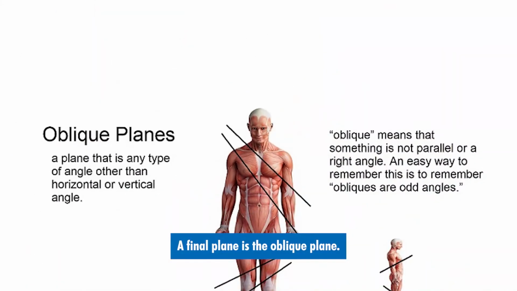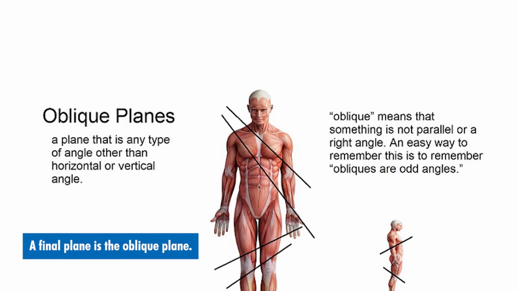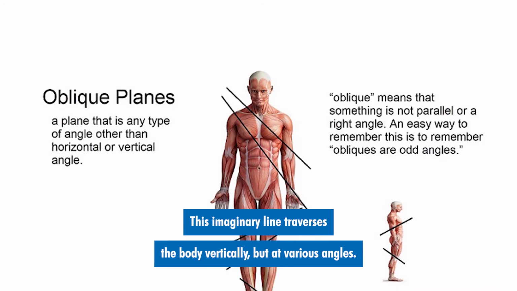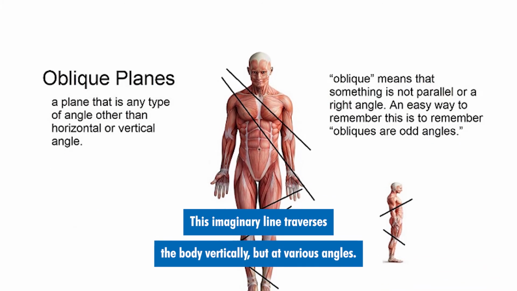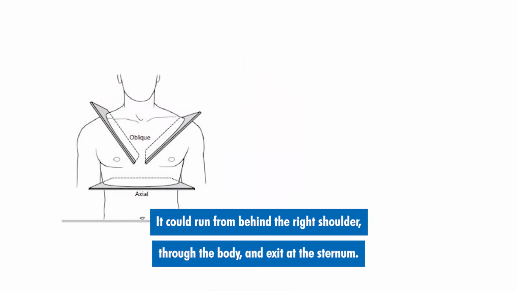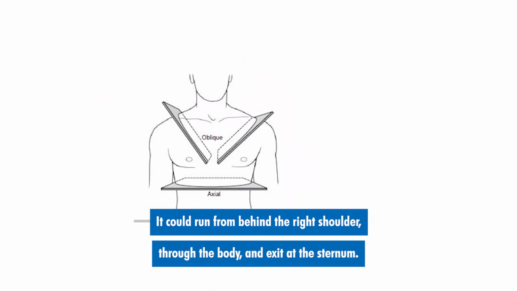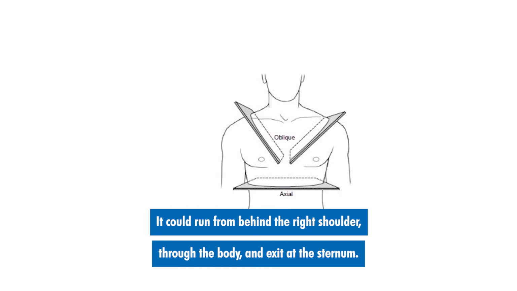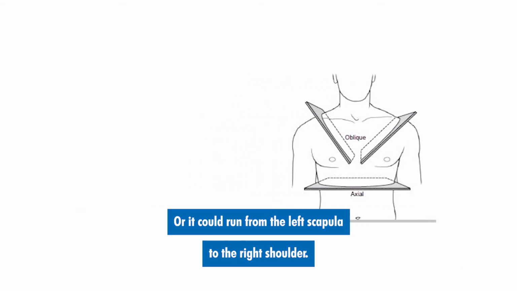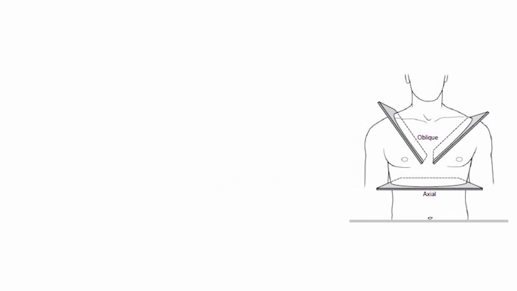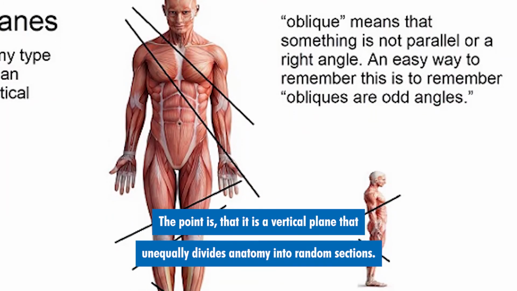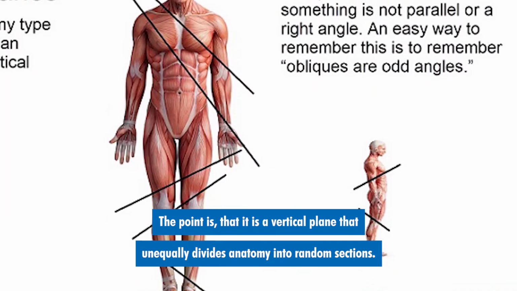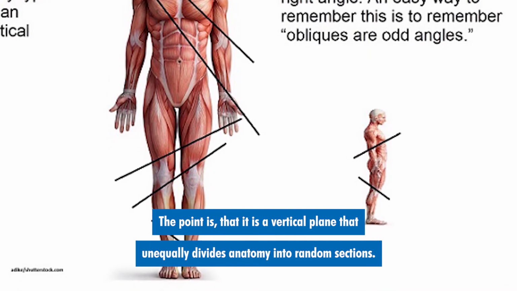A final plane is the oblique plane. This imaginary line traverses the body vertically, but at various angles. It could run from behind the right shoulder through the body and exit at the sternum, or it could run from the left scapula to the right shoulder. The point is that it is a vertical plane that unequally divides anatomy into random sections.